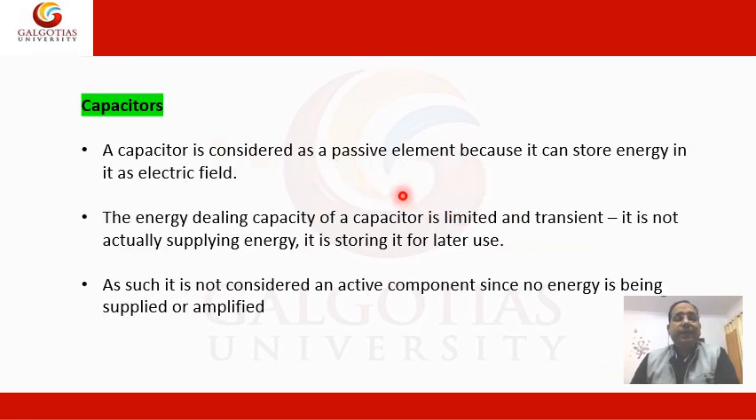Just like that, a capacitor is also considered a passive element, which can also store energy. We have always heard about the parallel plate capacitor. A parallel plate capacitor has two plates, and in between there is a dielectric medium. If we apply a charge on one plate, then the opposite charge will appear on the second plate. Suppose we give a positive charge to one plate, then we get a negative charge on the other plate. This is called the capacitor.